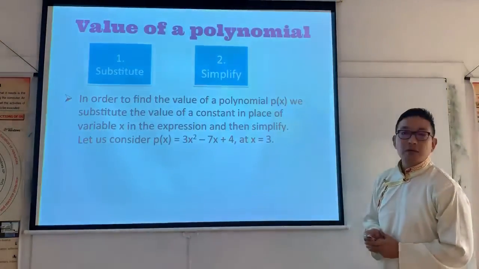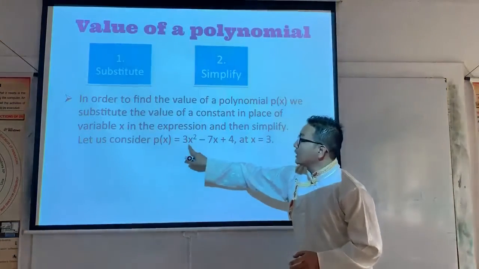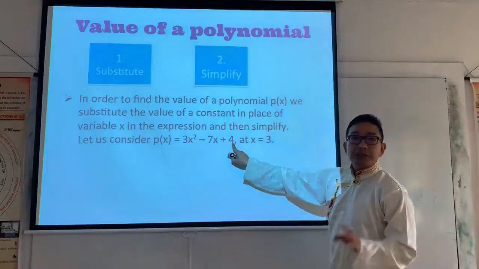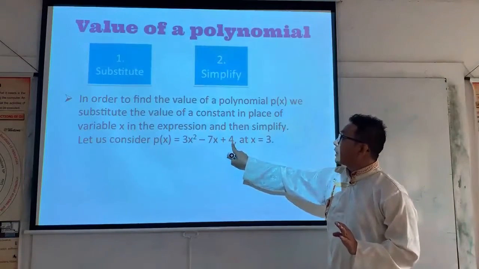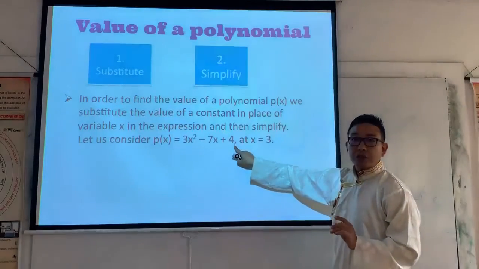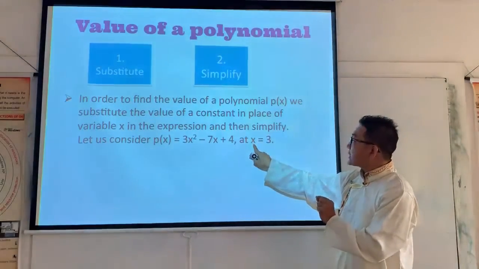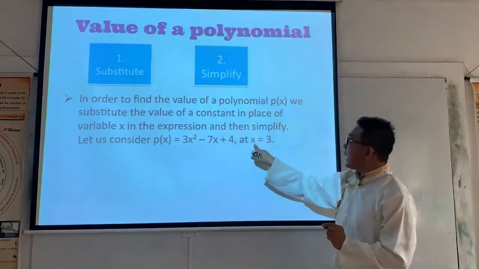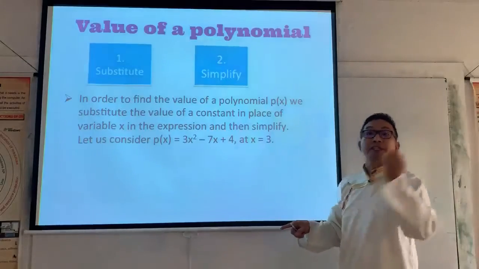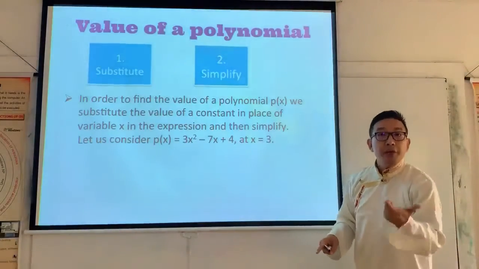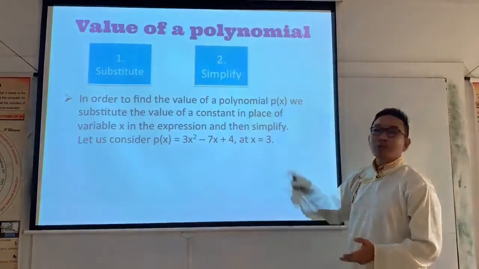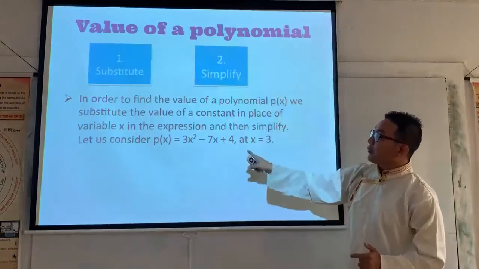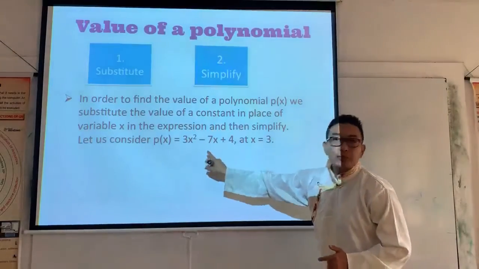We have given a polynomial p of x, 3x squared minus 7x plus 4. That is what you are telling us. The reference point here is x is equal to 3. Now find the value of this polynomial at number 3.